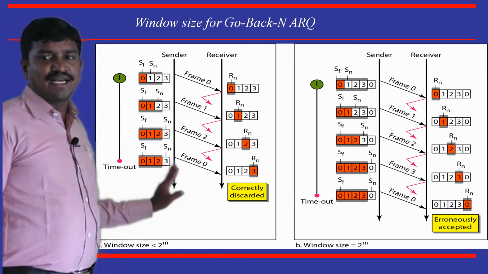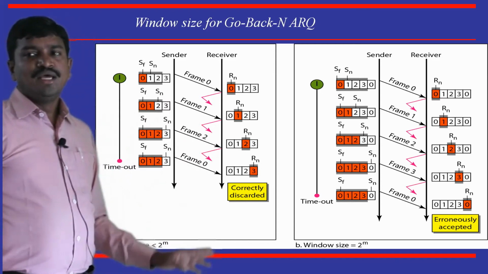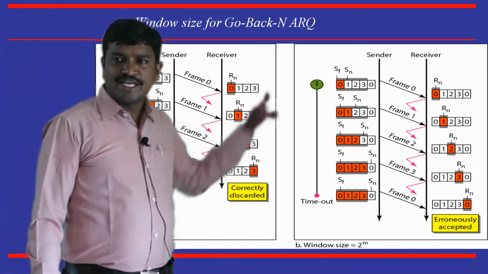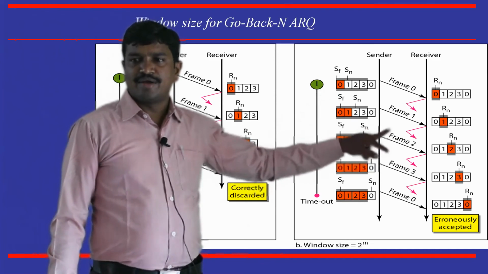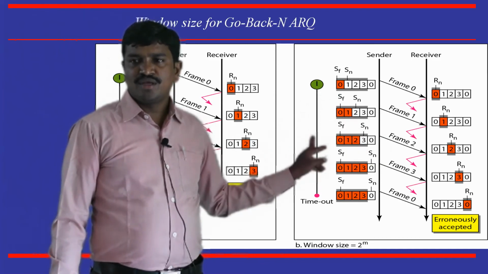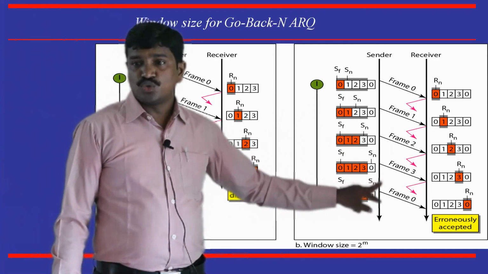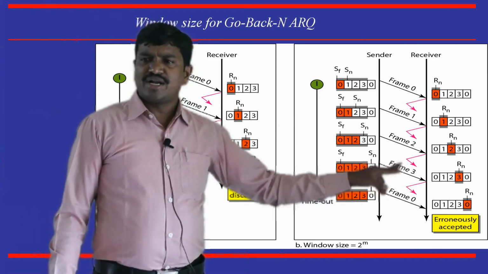If you have not done it like this, let us say we have taken the window size as 2 power m, then what happens? In the right side diagram you observe, the same timer expire period is there. We have sent the 0th frame, and Rn is incremented by 1. We have sent the first frame, second frame, and Rn is incremented by 1. Likewise, we have sent frame 3 also. When frame 3 is accepted, Rn is set to 0.